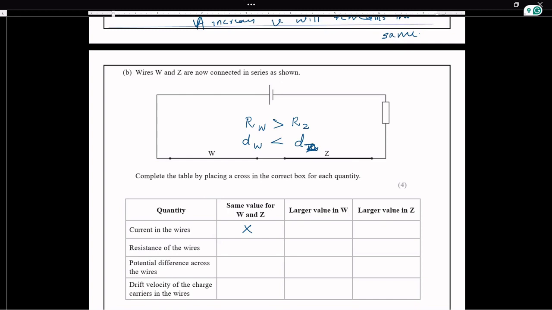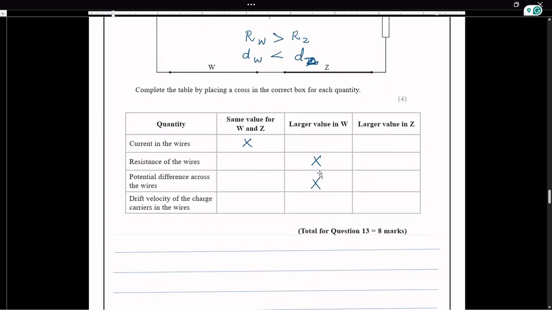What about the resistance? Definitely resistance for W is more. Since the resistance is more, the potential drop also will be more, because potential difference is the product of I into R. So the current is the same, resistance is more, therefore potential drop is also more.